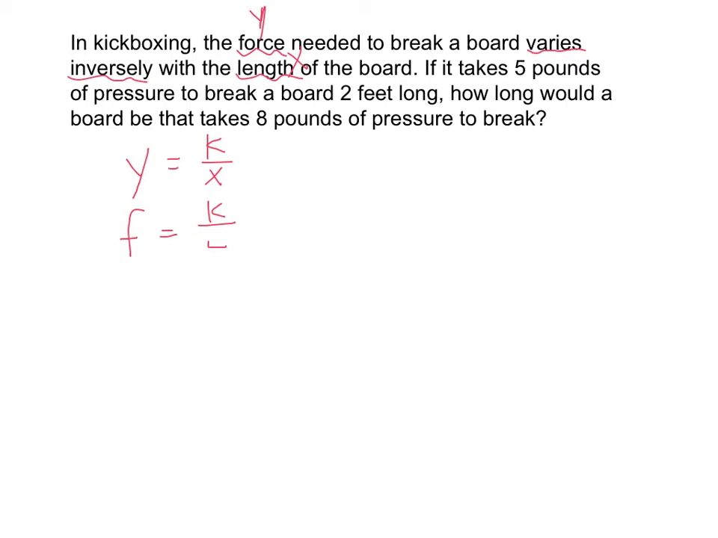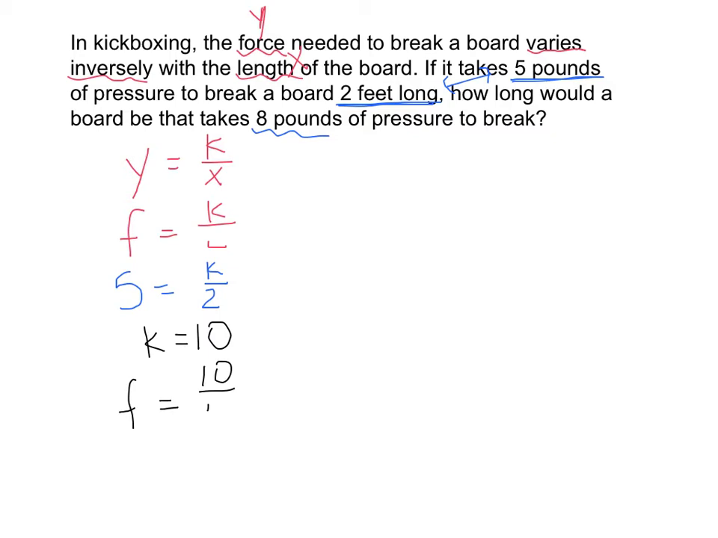If it takes 5 pounds of pressure to break a board that is 2 feet long, we want to find out how long a board would be that takes 8 pounds of pressure to break. So let's take the two pieces of information that go together and find our specific equation for this situation. When the force is 5 pounds, the length is 2. So when we multiply this, we get k equals 10. So our specific equation is force equals 10 divided by the length.